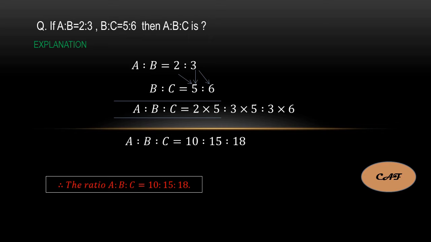For getting A, you have to multiply the first one in both, and for getting B, multiply the second one in the first one and the first one in the second one. That's why you have to see this symbol. It is very important.